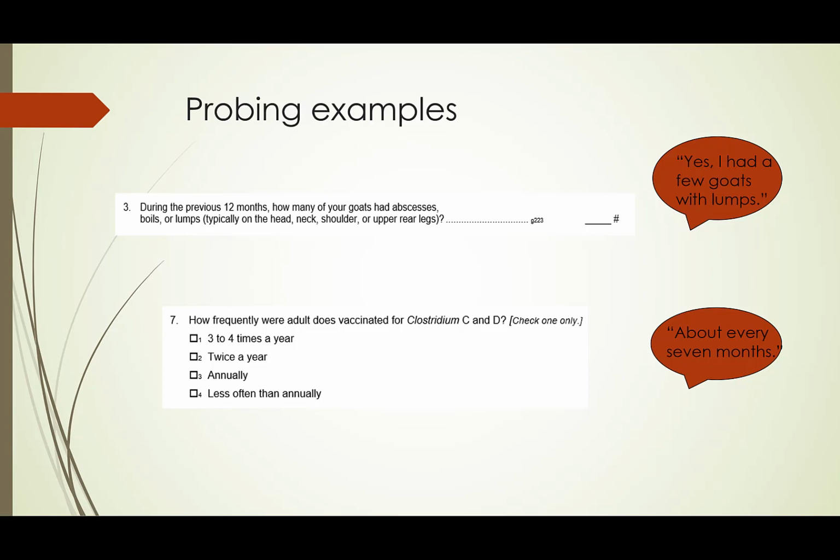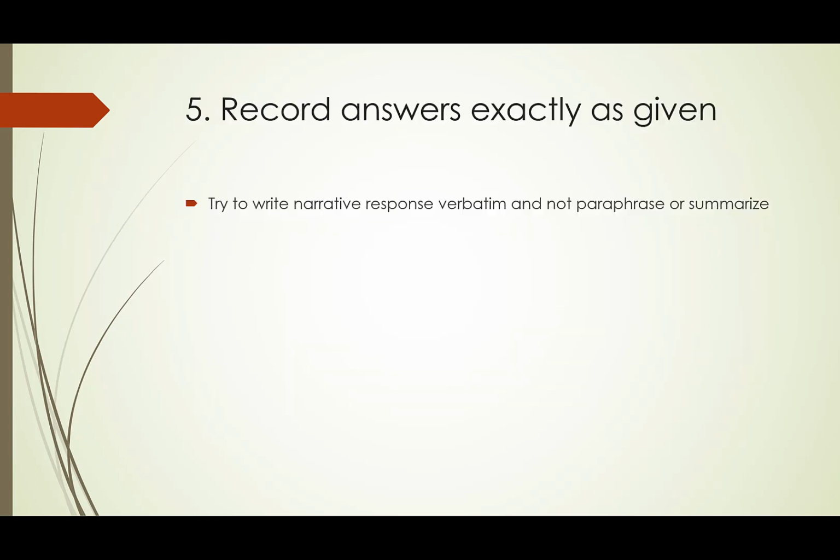Here's another question. How frequently were those vaccinated for Clostridium CP? Three to four times a year, twice a year, annually, less often? They may say about 7 months. Again, that's a point where you need to probe. You don't want to guess for them or infer an answer from what they have said, but repeat the question for them. Number five, record answers exactly as given. If they have a narrative response, and we try not to have too many narrative type questions, try not to paraphrase or summarize, and write the response verbatim.